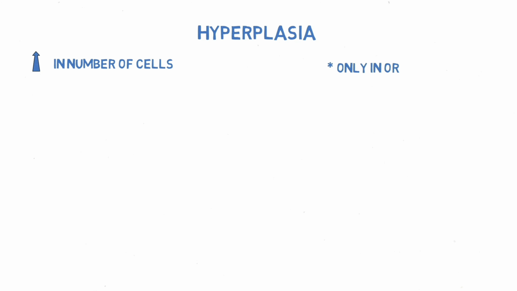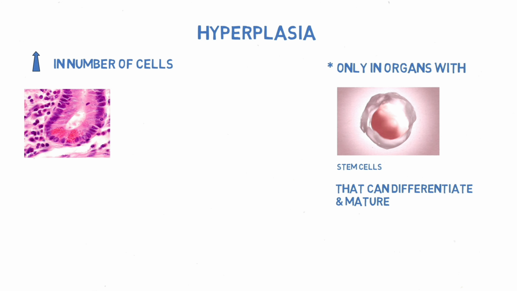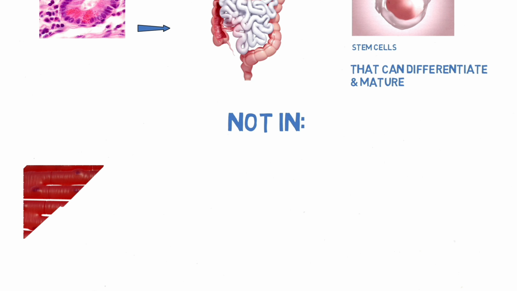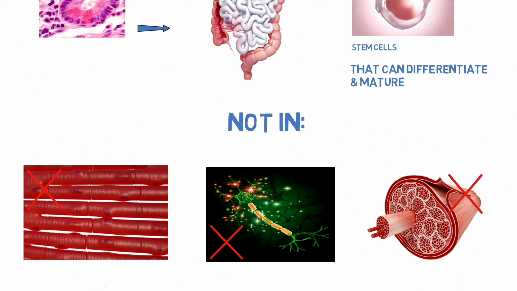Now, in hyperplasia, there is an increase in the number of cells, and that can only happen in organs with stem cells that can undergo cellular differentiation to become a mature cell in that organ, like cells in the intestines, for example. So hyperplasia does not happen in relatively permanent tissues without stem cells, like cardiac, nerve, and adult skeletal muscle tissue, and that's why those tissues typically undergo hypertrophy when they face increased stress.